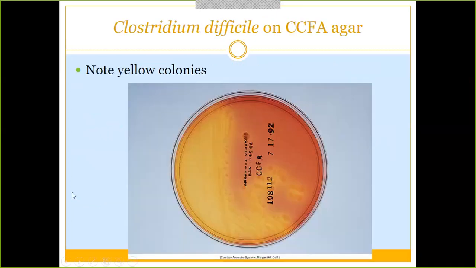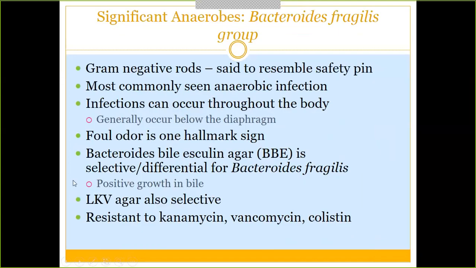So there is the CCFA and the yellow colonies. All right, Bacteroides fragilis is a gram-negative rod. Pretty much the most common anaerobic infection you will see is by Bacteroides fragilis. This is probably the number one guy you'll see out of anaerobes. It can basically cause infections throughout the body, but generally it occurs below your diaphragm.